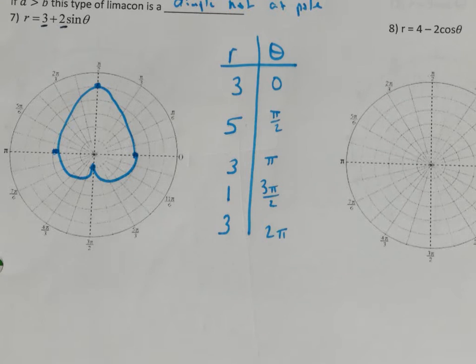And you notice it is sine. It is sine, so it's all about that vertical line right there. Okay, let's look at number 8.